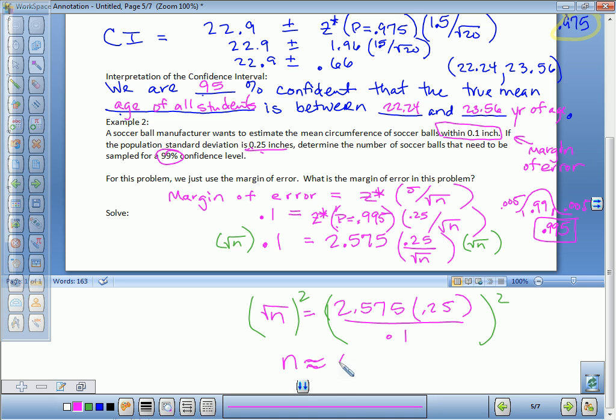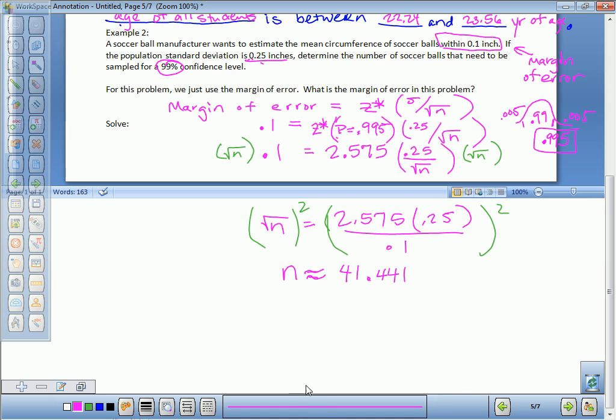41.5 something? Let's see. 45? Okay. No, I got 41. All right, 41.441 balls.